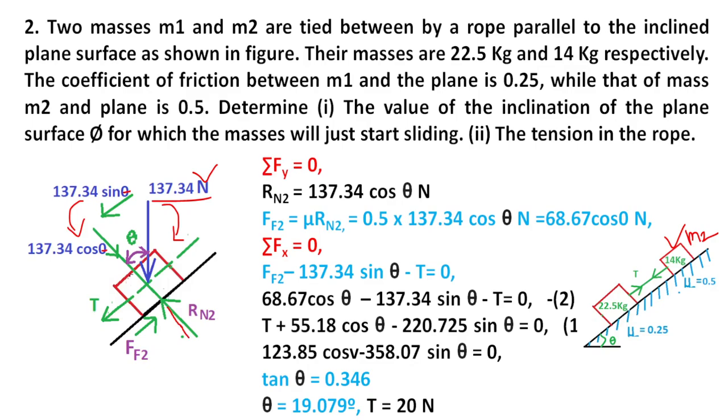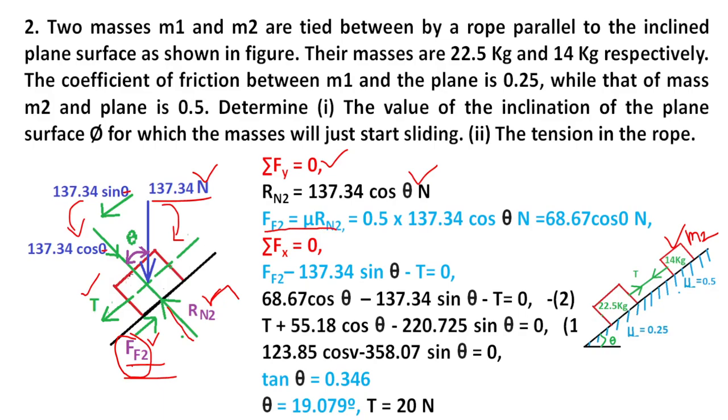Next, the reaction force Rn2 acts upward, opposite to the weight. T is the tension in the rope. The frictional force acts in the opposite direction and restricts the downward movement of the block. This is the purpose of friction. To find the equilibrium of the body, the sum of vertical forces is equal to 0. So Rn2 is equal to 137.34 cos theta, the vertical force.